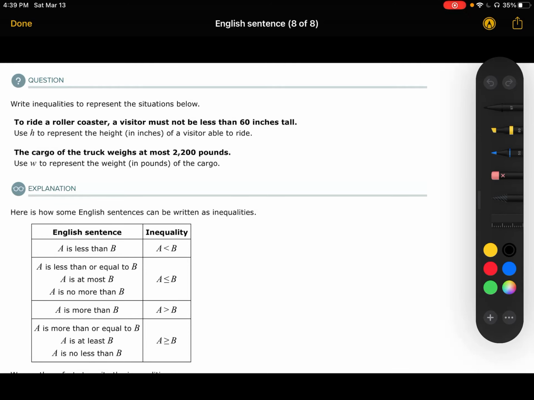Okay, guys, so for this question, you're going to be writing an inequality for a real world situation. And for this one, I just went to the explanation page. This is why I'm always telling you to go read the explanation, because it gives you handy dandy information that makes your life easier. And sometimes they put it in a chart.